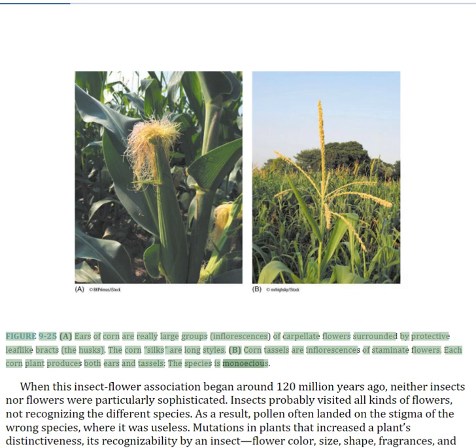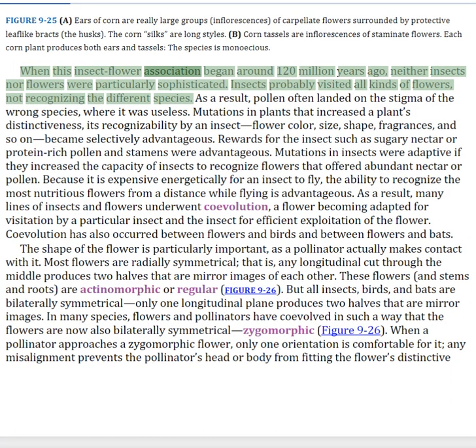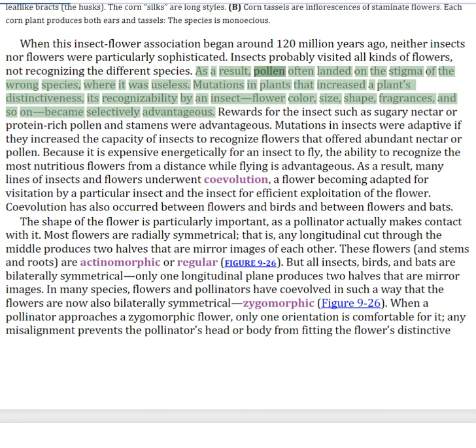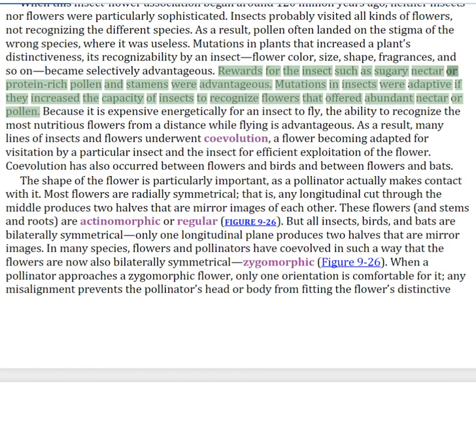The species is monoecious. When this insect-flower association began around 120 million years ago, neither insects nor flowers were particularly sophisticated. Insects probably visited all kinds of flowers, not recognizing the different species. As a result, pollen often landed on the stigma of the wrong species, where it was useless. Mutations in plants that increased a plant's distinctiveness, its recognizability by an insect, such as flower color, size, shape, and fragrances, became selectively advantageous. Rewards for the insect such as sugary nectar or protein-rich pollen and stamens were advantageous.